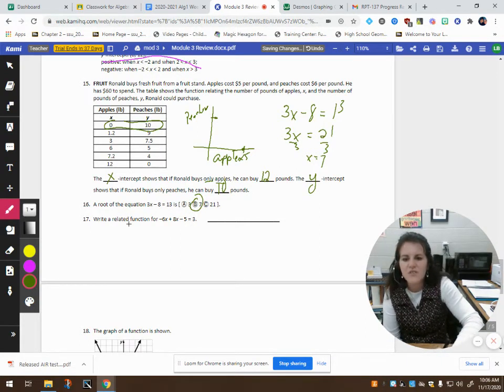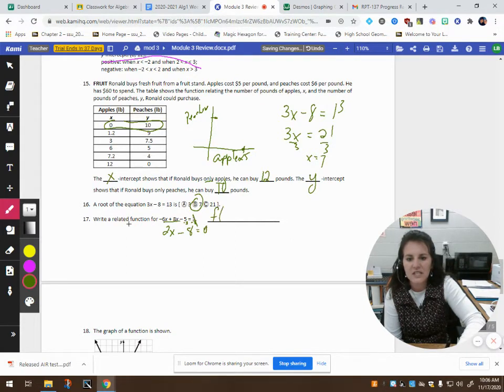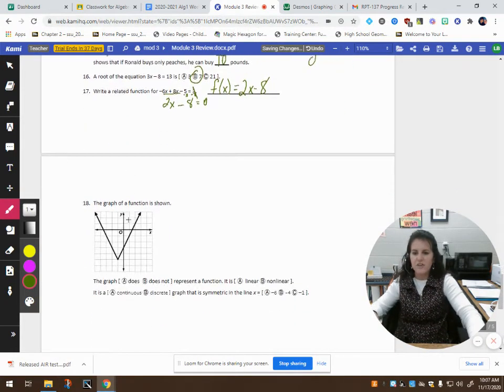And then to find the related function on number 17, what we have to do is combine our like terms. So -6x plus 8x is 2x, -5, and I'm going to move this 3 over. I want to subtract 3 from both sides because I want the related function. In order to write a related function, my given equation has to be equal to 0. So subtract 3 to get 0. -5 minus 3 is -8. So we're almost there. Now for the related function, we know we can replace the 0 with f of x. So f of x is equal to 2x minus 8. That is my related function.